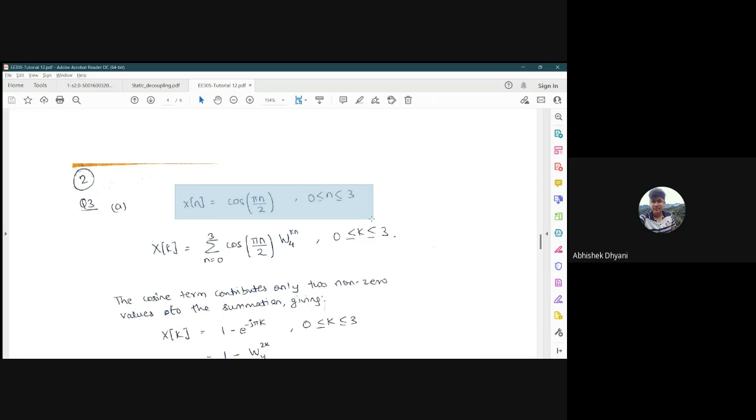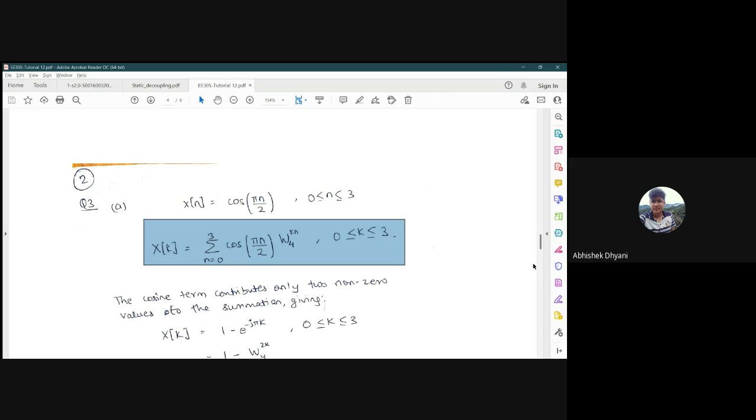x[n] is equal to cos(pi n by 2). n is varying from 0 to 3, right? So this is the first one, and we have to find out its discrete Fourier transform, which is this X[k], which is summation n from 0 to 3 of cos(pi n by 2), right? So basically, when we calculate this discrete Fourier transform, we take the sum from 0 to N minus 1, which is 3. And this is x[n], and then we have the term e raised to the power minus j pi k n by capital N, and capital N is 4, right?